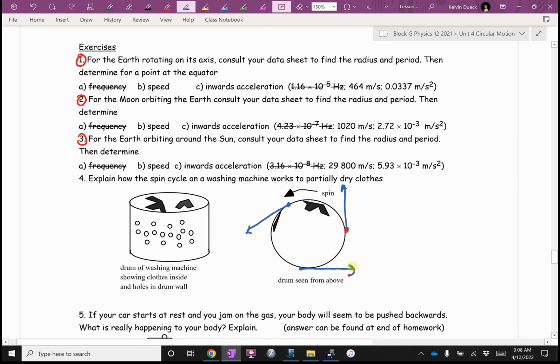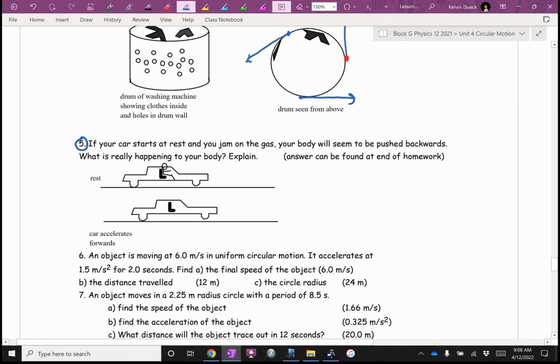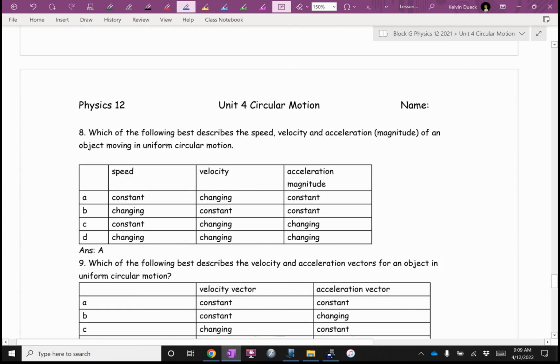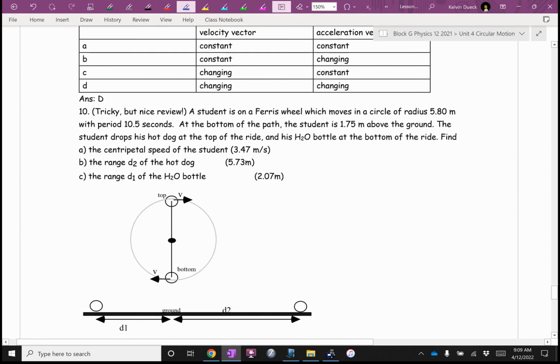A drop of water would hit the edge of the washing machine there. Remember, I showed you the video of the kids on the merry-go-round with the motorcycle, and we saw they did not fly straight out. They flew tangent to the radius. So we've talked about number 4. 5 is good. 7 is good. I skipped 6. 8 is good. 9 is good. 10 is tricky, but nice review.